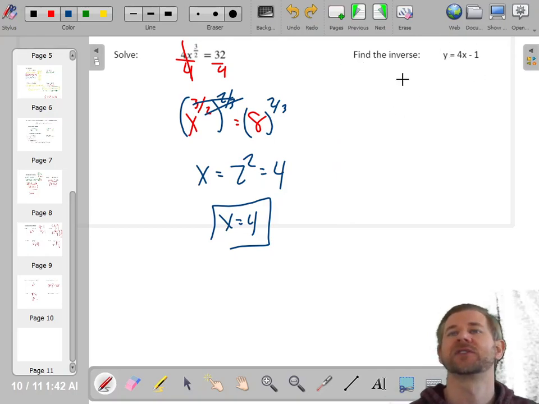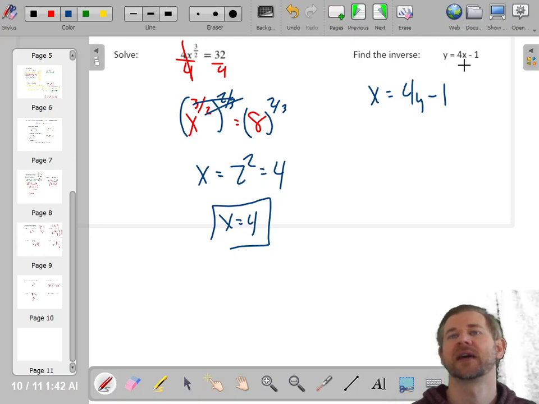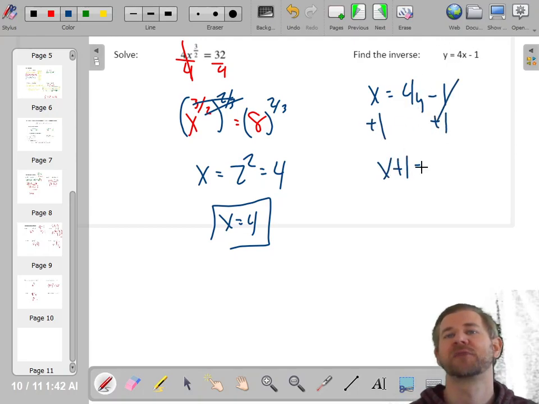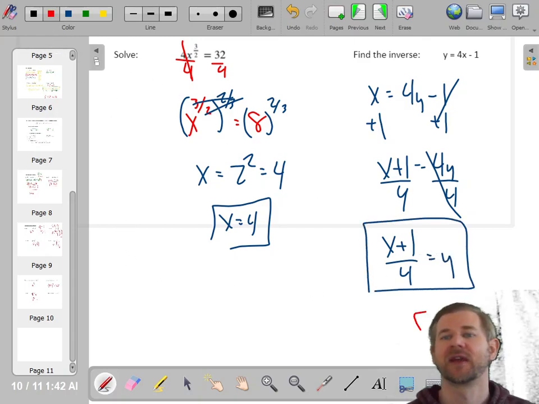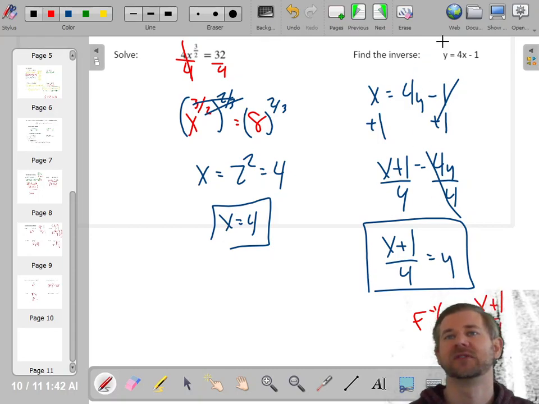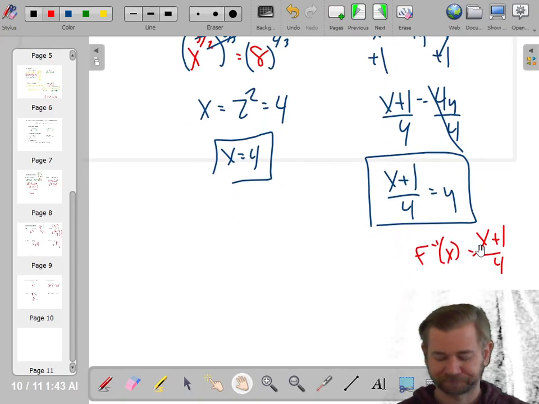Last thing, find the inverse. So flip x and y. x is now y, y is now x, and now the goal is to solve for y. So to solve for y, x plus 1 equals 4y. Divide everything by 4, and you just leave it like that. Boom. And if you want to be fancy, you can write it as f inverse. But they didn't use function notation to start, so I don't really have to do that at the end.